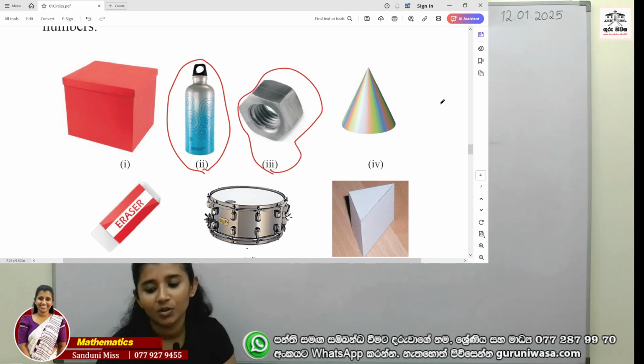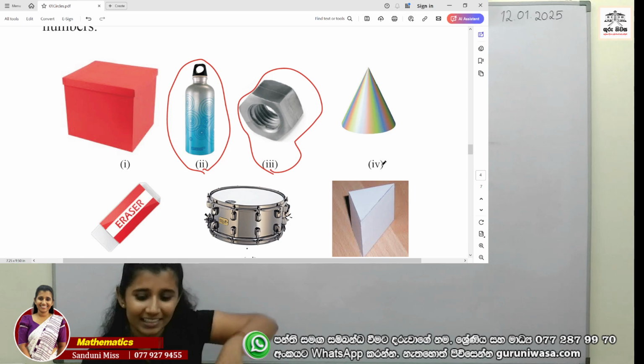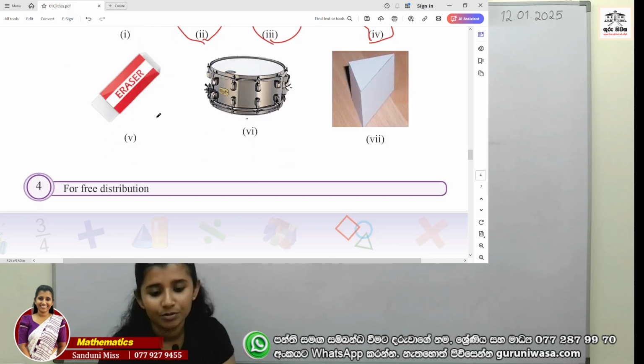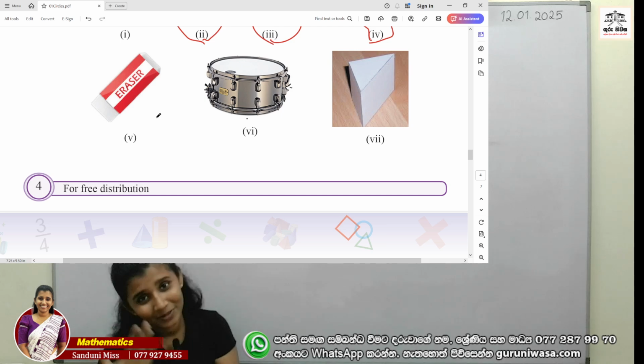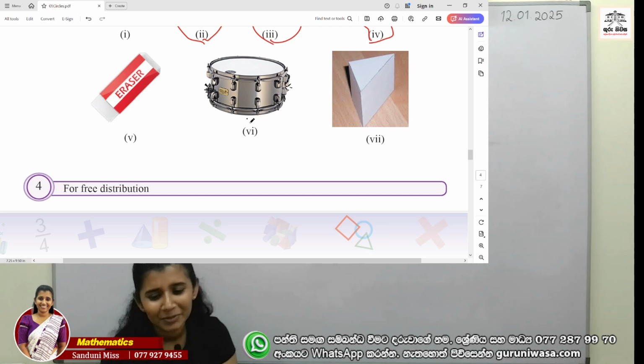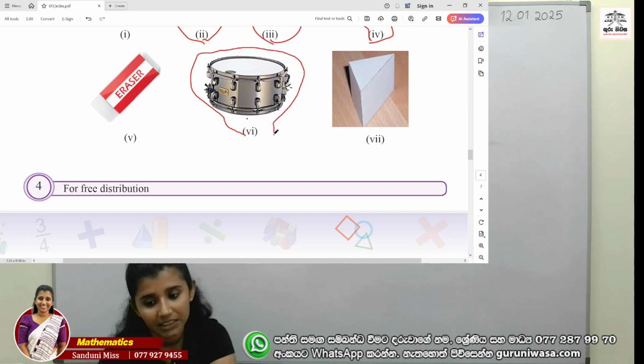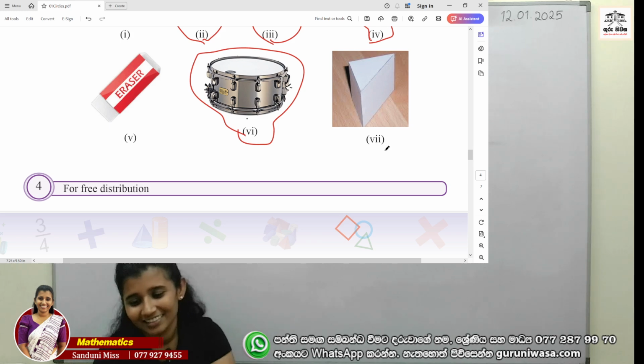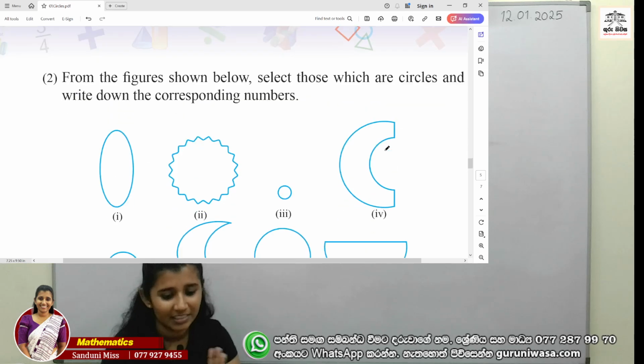What about the cone? Yes, you can keep the cone and externally you can draw it. What about the eraser? Can you draw? No, you can erase what you have drawn, so you cannot. What about the drum? Yes, we can draw big circles with the drum. What about this? No, it doesn't matter.